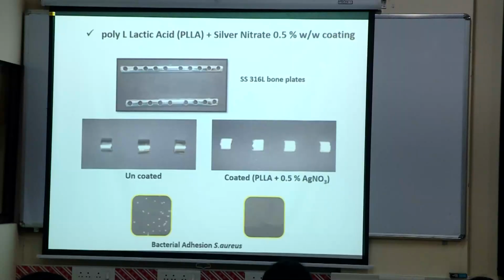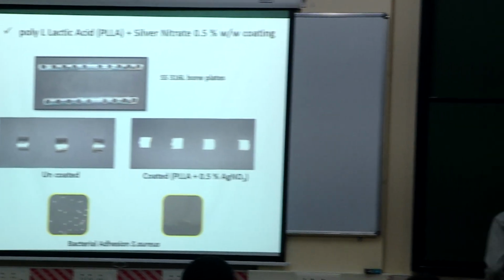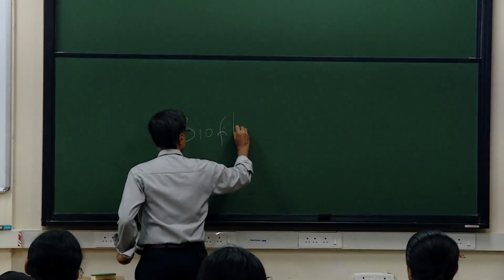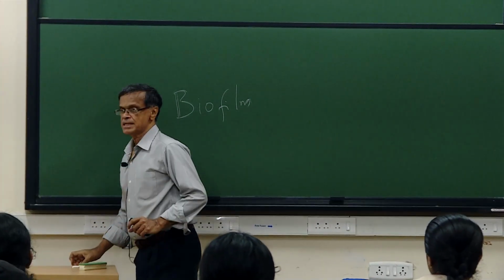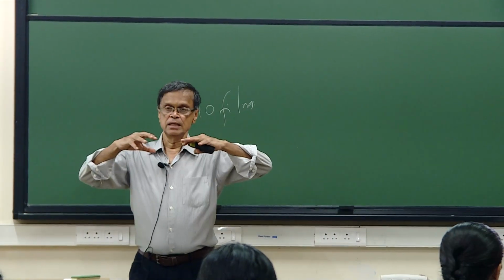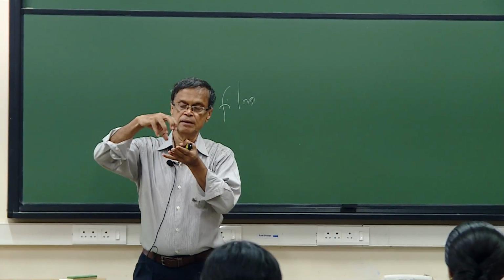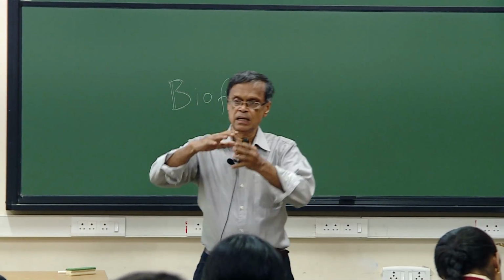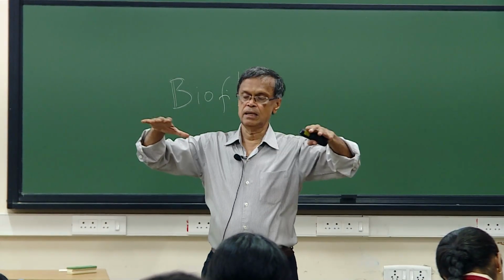Now what happens? With these bone plates, sometimes bacteria can come and start settling down, and they form something called biofilm. So biofilm is a very serious problem in biomaterials. If there are any bacteria in the blood region, they start settling down on any material. These are foreign materials, and they start forming a layer.